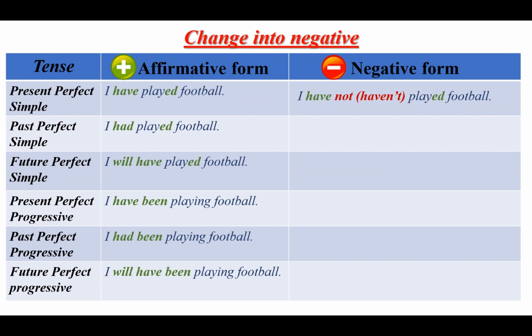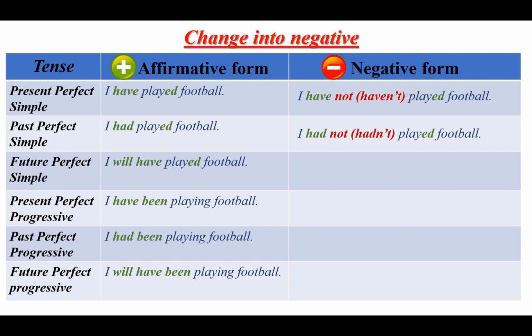For the present perfect simple, we have, in affirmative form, I have played football. In negative form, I have not or haven't played football. For the past perfect simple, in affirmative form, I had played football. In negative form, I had not or hadn't played football.